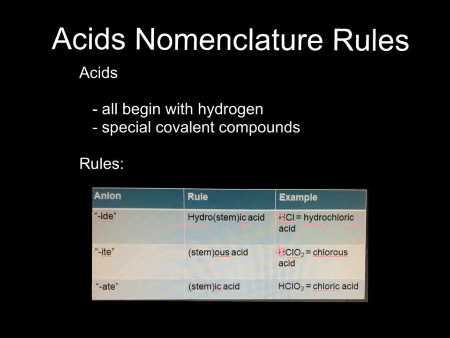If we happen to have an ATE ending on our anion, as we do in the very bottom, HClO3, the hydrogen is used to identify the fact that we have an acid, and then we look up ClO3. It happens to be chlorate. We drop the ATE ending, we add IC, and we get chloric acid.